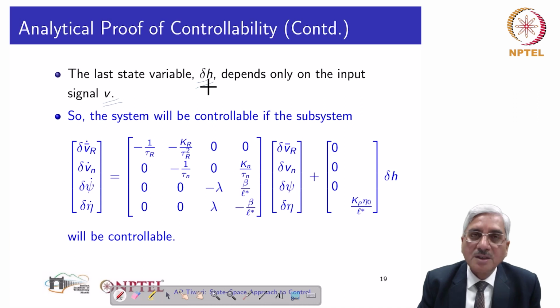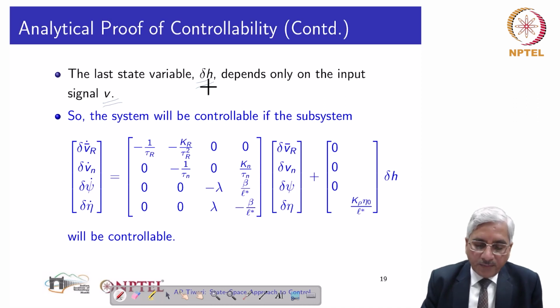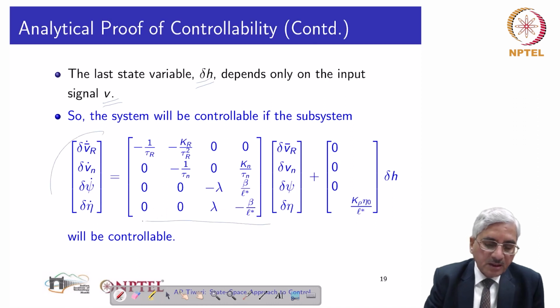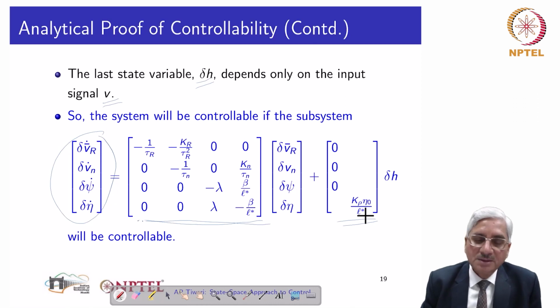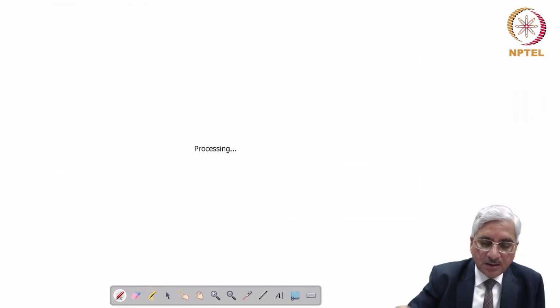Now the system will be controllable if this remaining fourth order system, characterized by this A matrix and this B matrix, is controllable. Now how do we argue the controllability of this system? So that is in the next one.